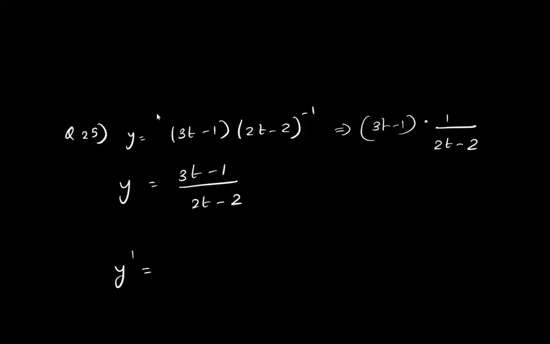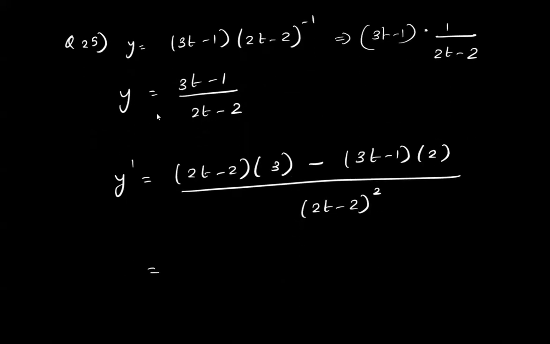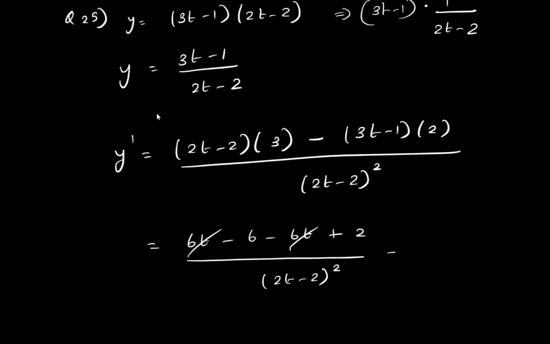Then I apply the quotient rule: take the denominator times the derivative of the numerator minus the numerator times the derivative of the denominator, all over the denominator squared. Then distribute: 6t minus 6 minus 6t plus 2 all over 2t minus 2 the whole squared. So this and this get cancelled away, leaving me with -4 over 2t minus 2 the whole squared as my answer.